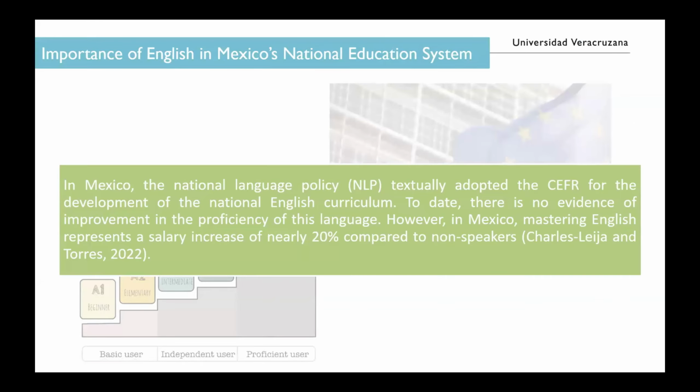Now, regarding the importance of English in Mexico's national education system, unlike the Common European Framework of Reference, in Mexico the English language program has mainly the purpose of developing a qualified labor force. That is basically the main difference in comparison. Also, some studies have highlighted that knowing or speaking English in Mexico represents nearly 20% greater income in comparison to those people that don't speak the language.